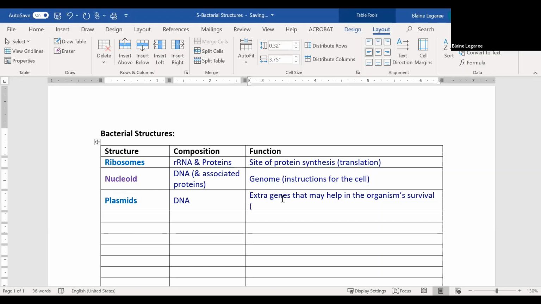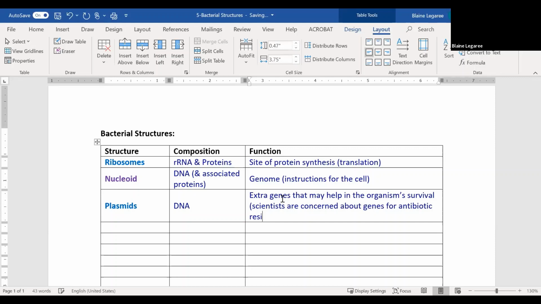Maybe I'll put in bracket, scientists are concerned about genes for antibiotic resistance. Okay, so back to the PowerPoint. Like I said, if you missed this, don't worry. I will come back to it for the next item.